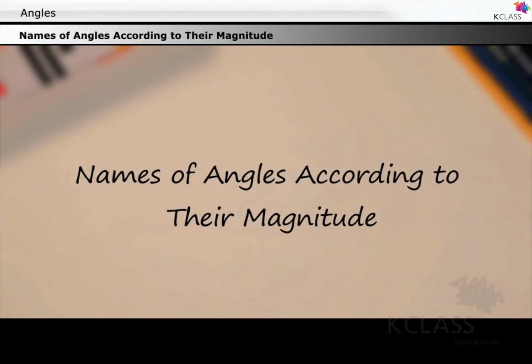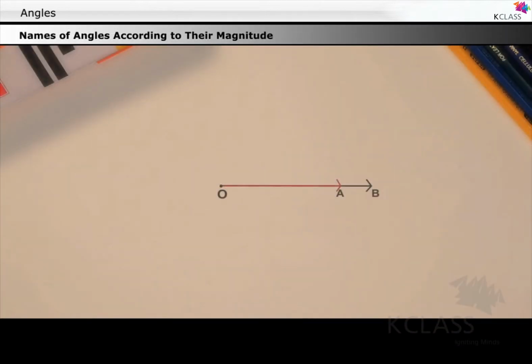Names of angles according to their magnitude. I am going to move arm OA to see the different types of angles it forms. Now, what is the distance between OA and OB in this position? No distance, 0, right? That is, no angle is formed. So, angle AOB is a 0 angle.